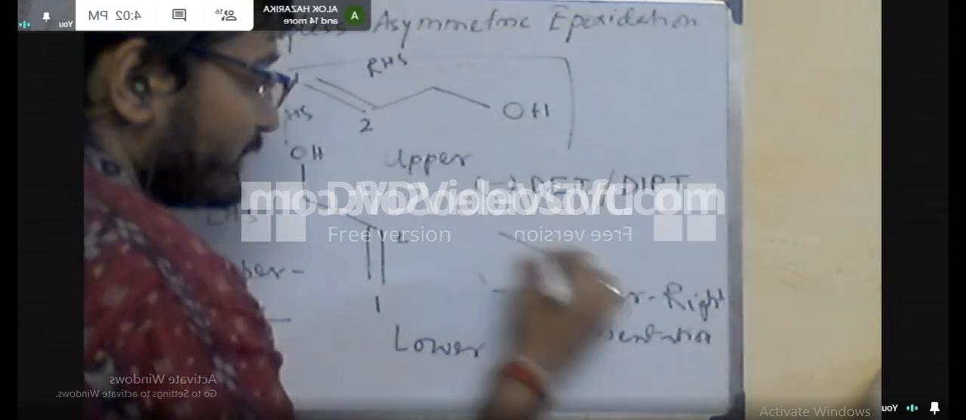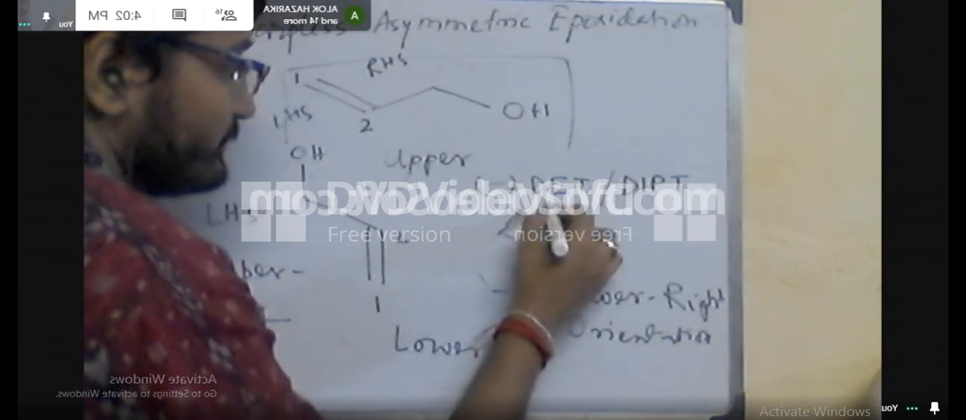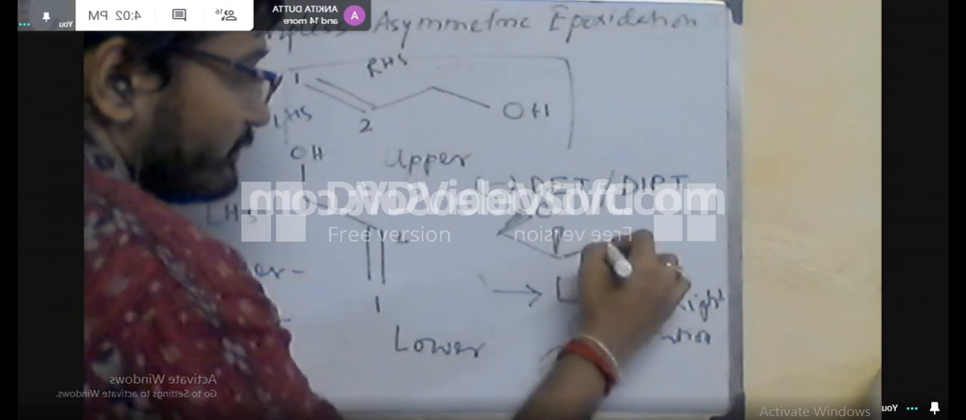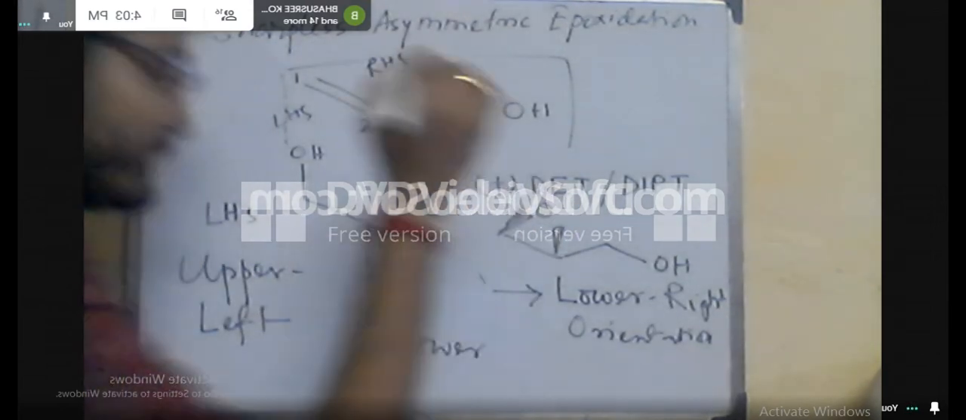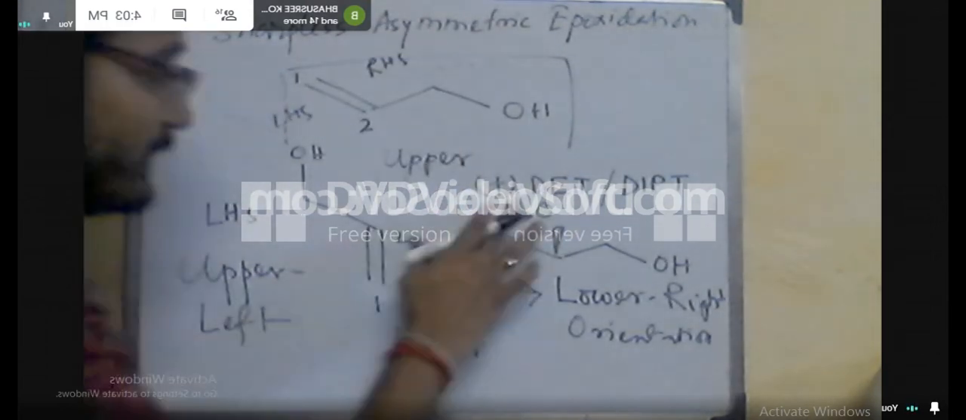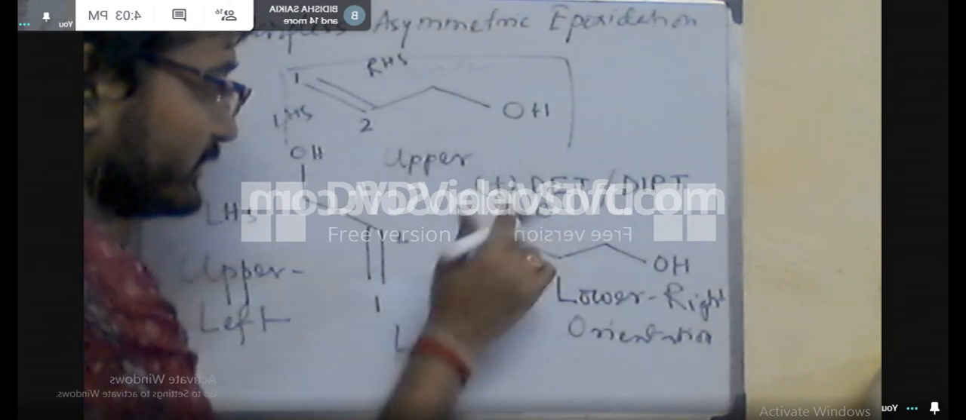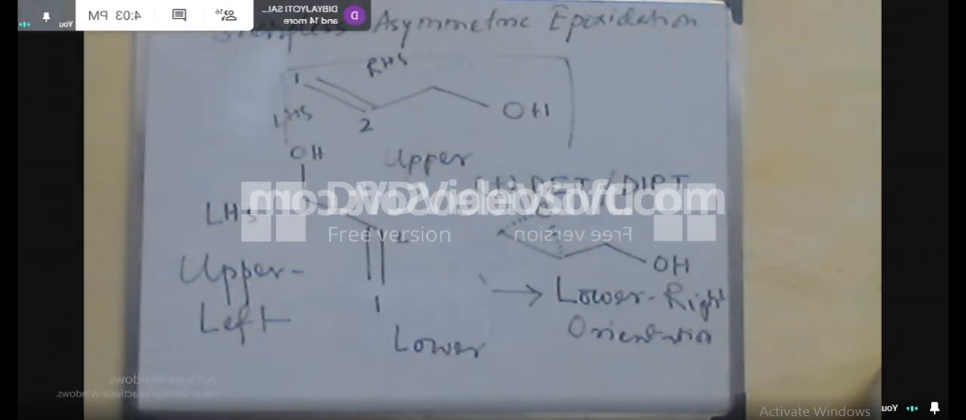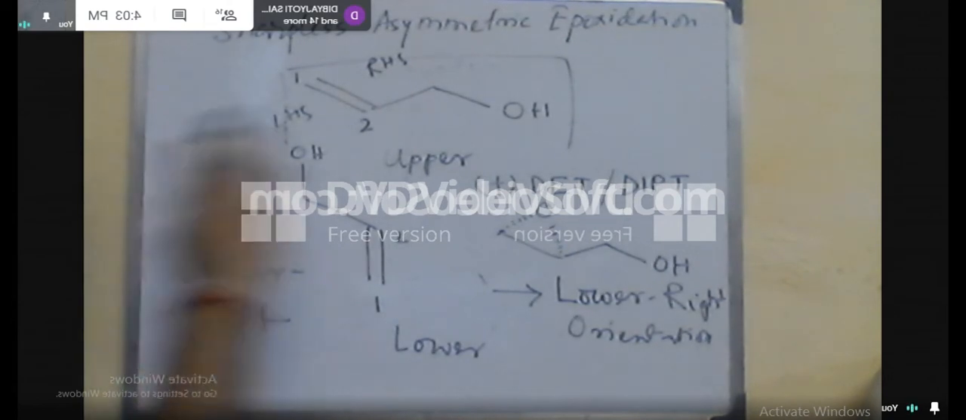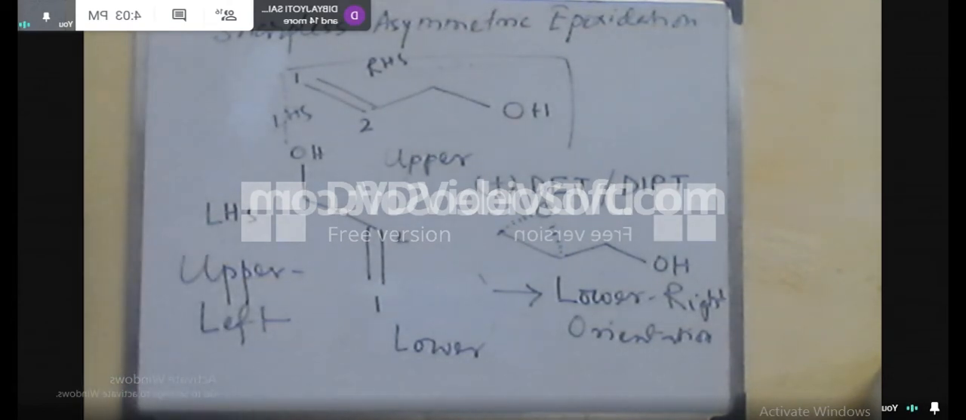So this is the thumb rule here, the trick in this process: if the orientation of the allylic double bond is in the lower right or upper left position, then by using minus DET or minus optically active chiral reagent, you will get the beta epoxide, and if you use the plus DET or plus optically active chiral reagent, you will get the alpha epoxide. And similarly, the scenario will be just opposite with respect to the other two orientations, like this way.